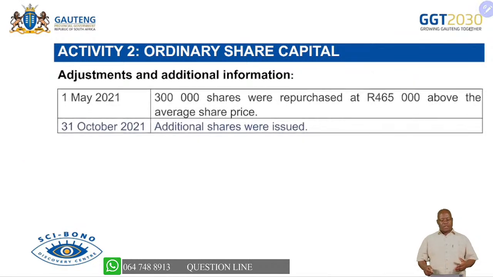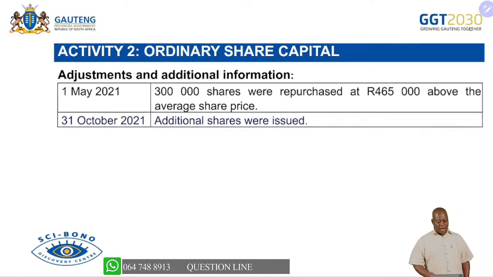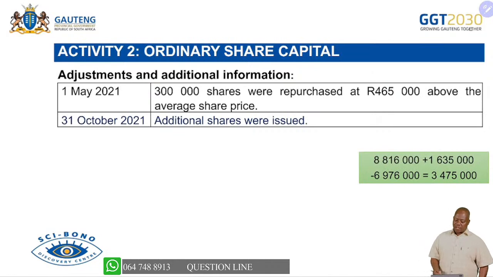Now, it therefore means when they go to 31 October 2021, they are just confirming that additional shares were issued. How many? We don't know. For how much? We don't know. But is it possible to find it? Definitely yes. We are accounting people and we do know how it's done. Starting from the bottom, 8,816,000 plus 1,635,000 minus the opening balance, 6,976,000. It gives us 3,475,000. So that is the issue value.